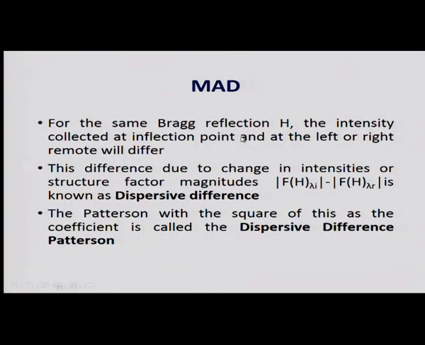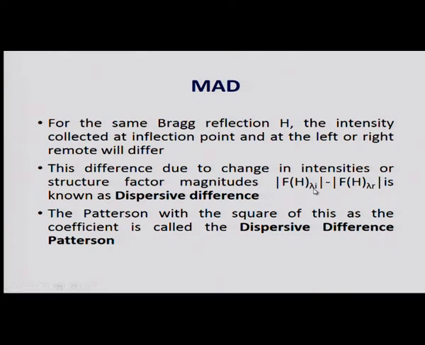For the same Bragg reflection H, the intensity collected at the inflection point and at the left or right remote will differ. This difference is due to the change in intensities or structure factor magnitude. When you collect one wavelength, I will show you the table also, of whatever data we have collected at the synchrotron, that will make it clear.